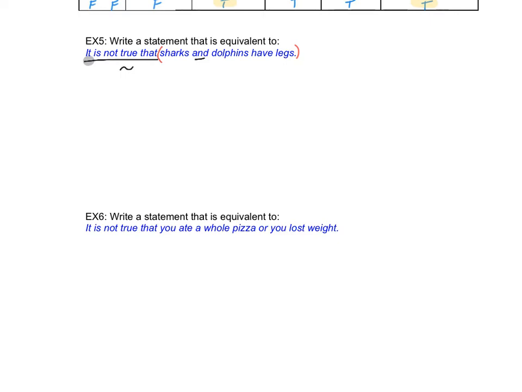So if you can see that P is sharks have legs and Q is dolphins have legs, then symbolically, this is the negation of, in parentheses, P and Q. So I know that that's going to be equivalent by De Morgan's to change everything. The P becomes a not P, the and becomes an or, the Q becomes a not Q. And then I can just translate that into words.